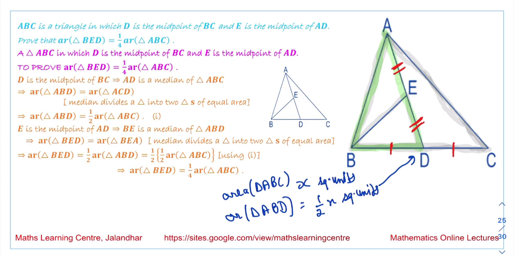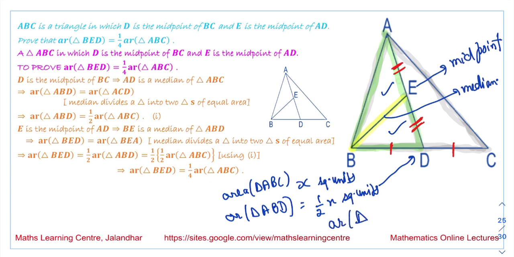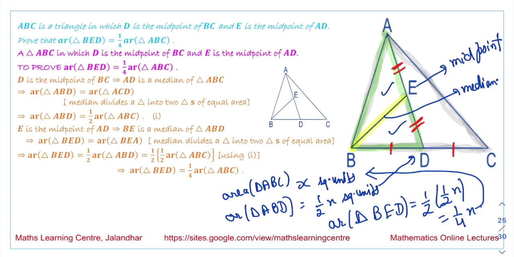Now look at the triangle ABD. For this triangle, E is the midpoint. If E is the midpoint, it means this line BE is the median. If this is the median, it means the area of these two triangles are also equal. So what we get is that the area of the triangle BED is equal to half the area of triangle ABD, that is half of x, that is equal to 1/4 times x. X is the area of the triangle ABC, and this is what we had to prove.